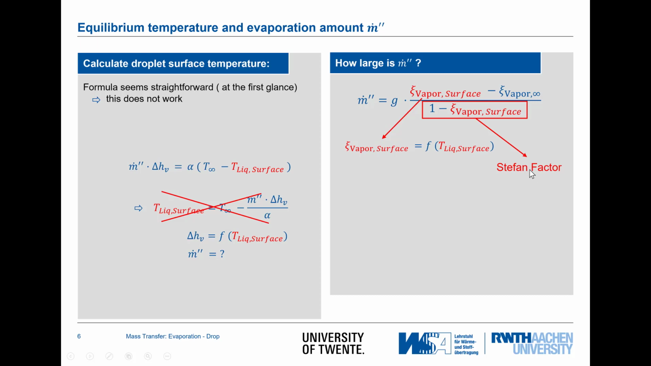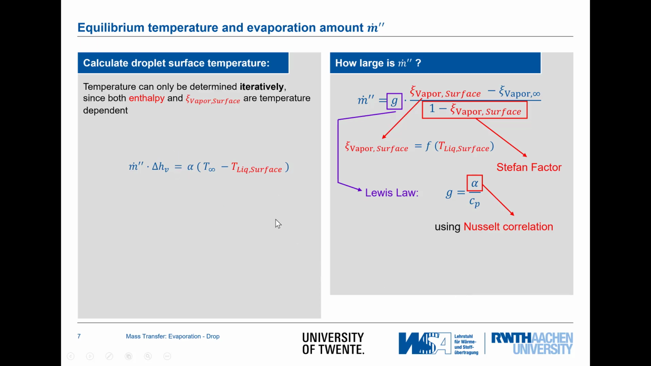This here is the Stefan factor, and we also have here the mass transfer coefficient, which we can determine using the Lewis law, which has been derived by the strict analogy between heat and mass transfer. And this means we can express the mass transfer coefficient by the heat transfer coefficient and then use a Nusselt correlation to determine this.